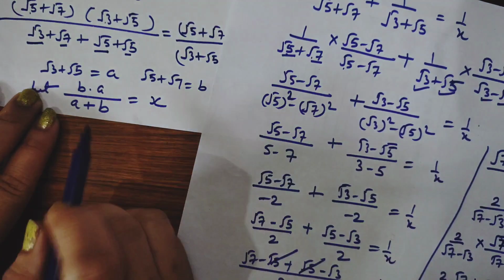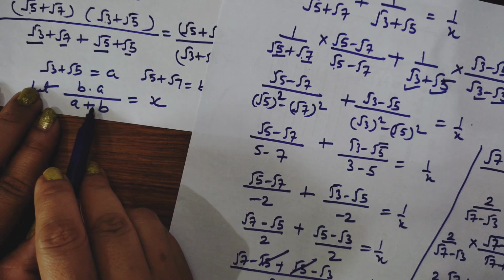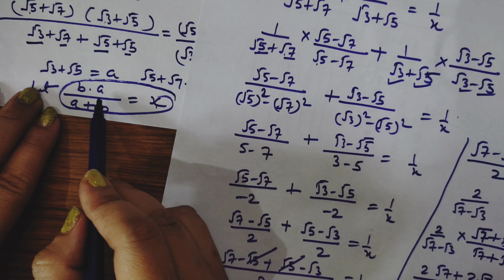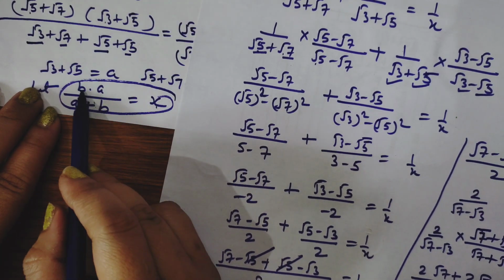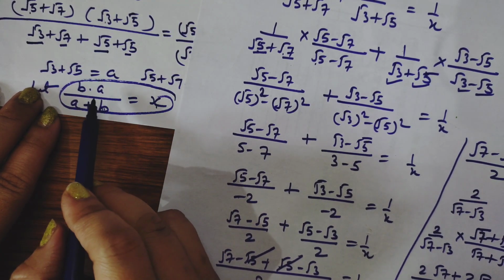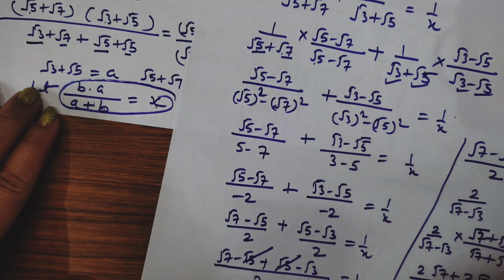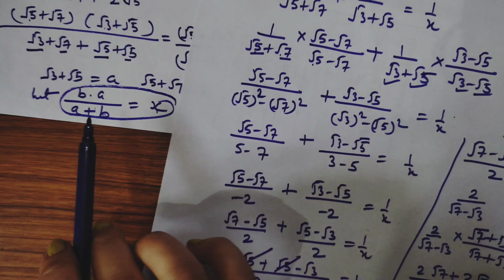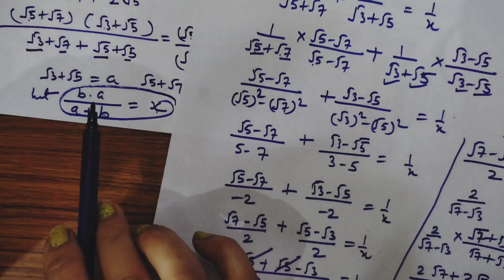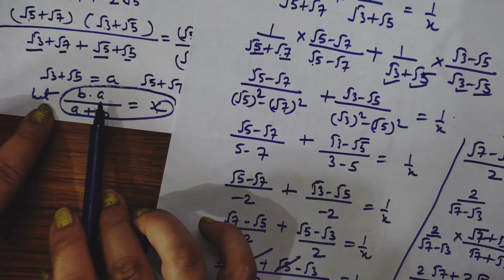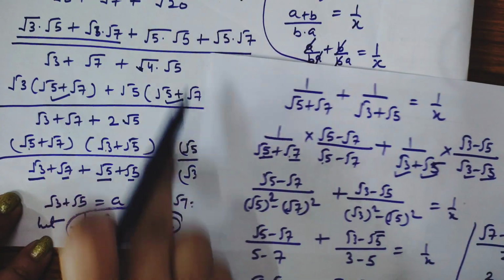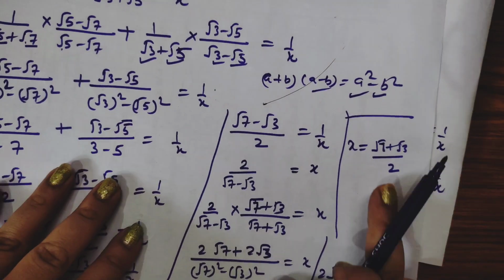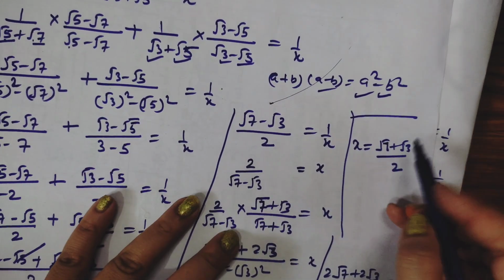You can see here b into a upon a plus b equals x. This is our x. So x is equal to this b into a upon a plus b. How to get this a plus b into a? We know where we get this term. Everybody knows how to get this term. We will get this term by this process. Okay, and this is equal to x, and we know the value of x is this. So this is our final answer.